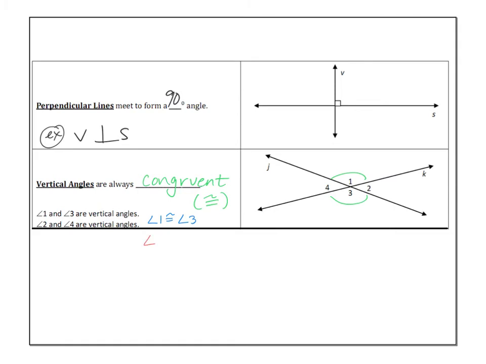Same thing with 2 and 4. Angle 2 is going to be congruent to angle 4 because they're across from each other. They're called vertical angles and they will be the same size or congruent.